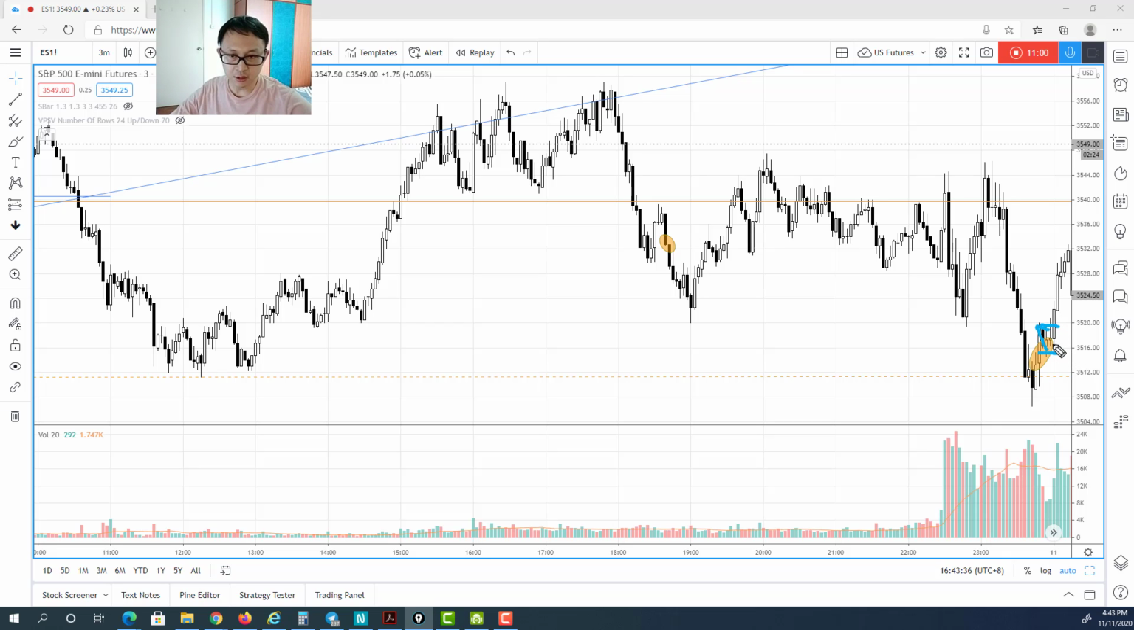And eventually, instead of coming down here, going to test the low and then break out, it just breaks out to the upside here. So this is one of the possible trades that you can take to bet on the false type of the breakout.